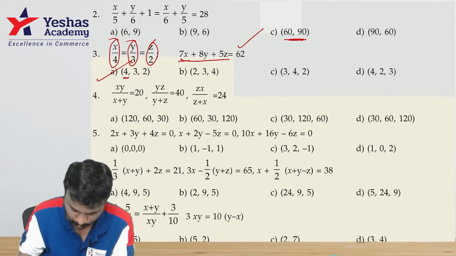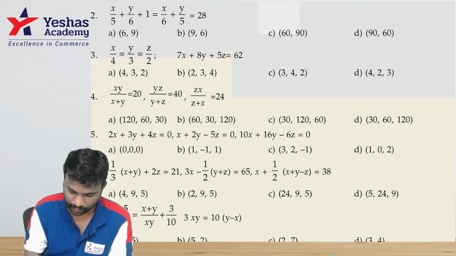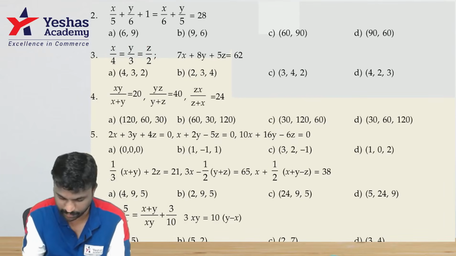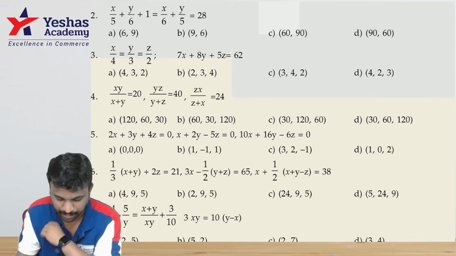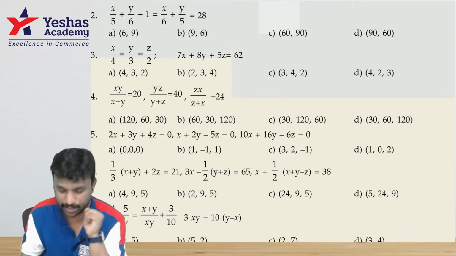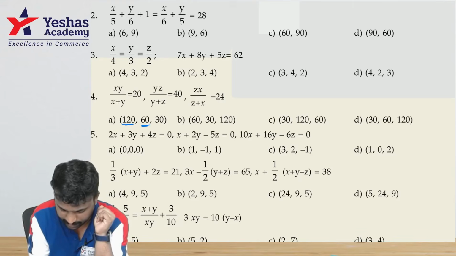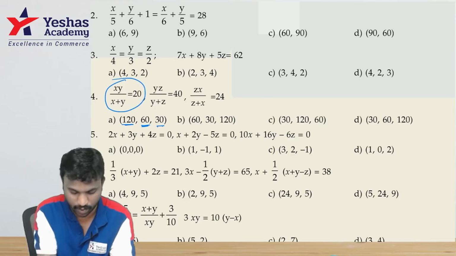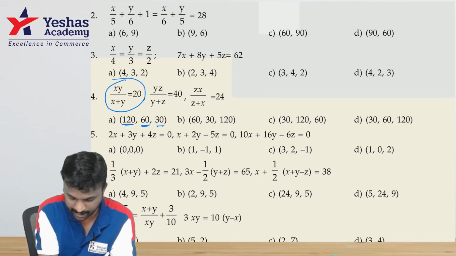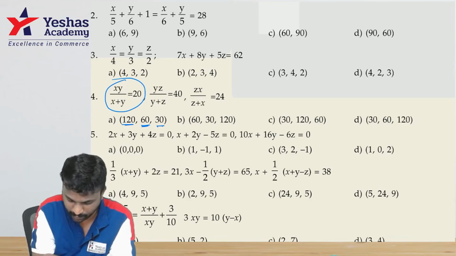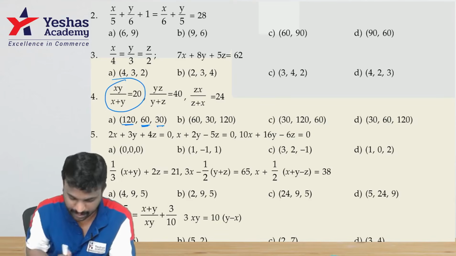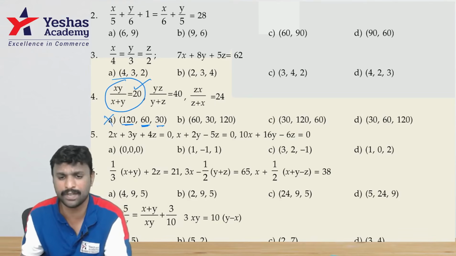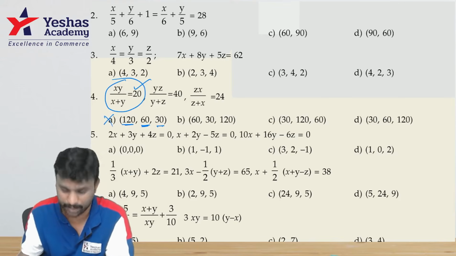Guys, moving on to the next question, question number 4. So where are x and y values? X, y, z values are in the option. Just hit the option, whichever option satisfies, that's the right answer. So x value is 120, y value is 60, and z value is 30. Let us try to see first equation whether it satisfies or not. X into y, that means 120 into 60 divided by 120 plus 60 is 180. So that fetches you 40, but it is given to be equal to 20. So first equation itself is not satisfying. No point in checking the other two equations.